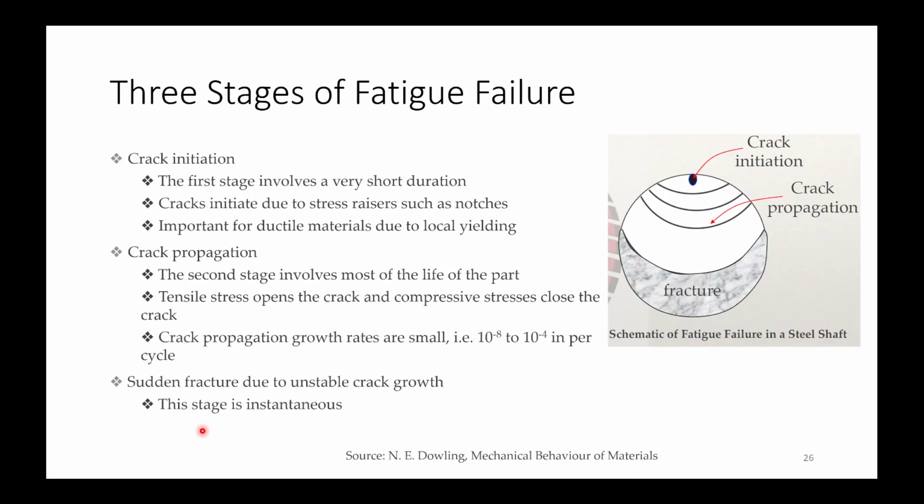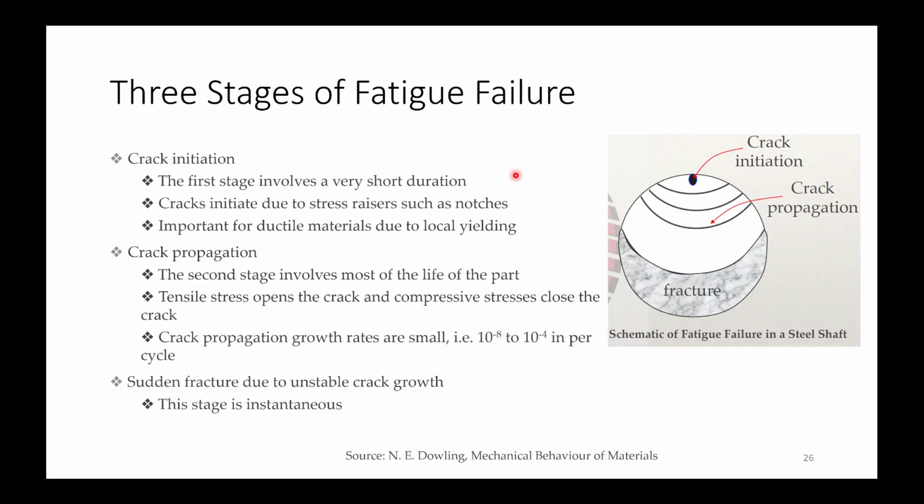Now, there are 3 stages of fatigue failure. First is crack initiation, second is crack propagation, third is your sudden fracture. The first stage involves a very short duration. Cracks initiate due to stress raisers such as notches, and it is important for ductile materials due to local yielding.